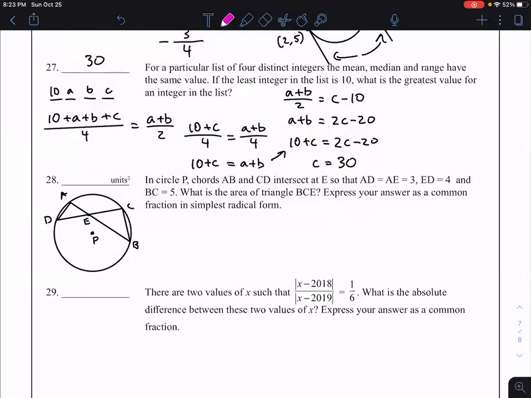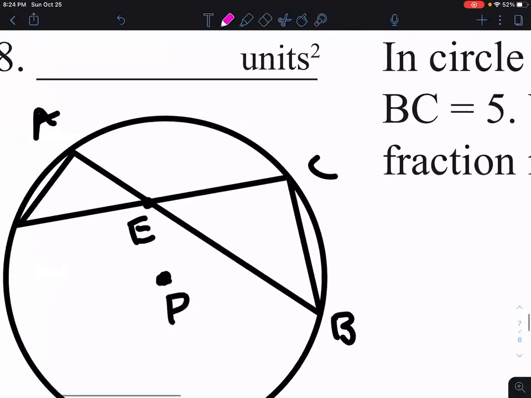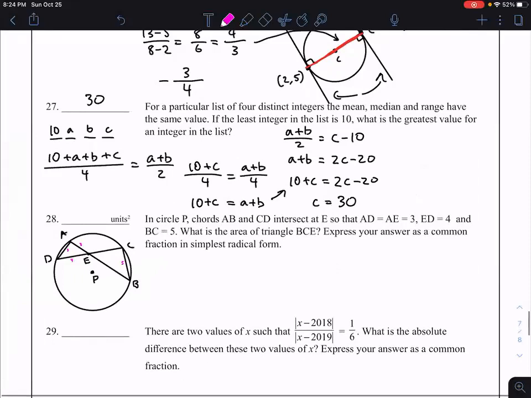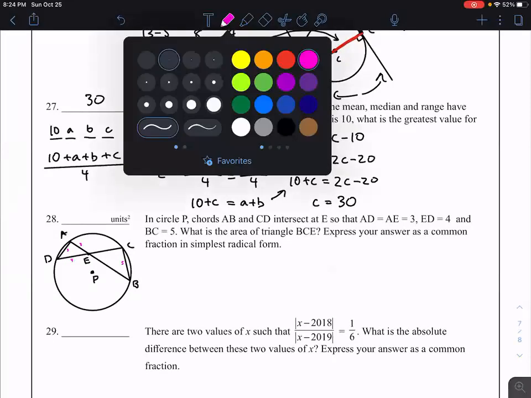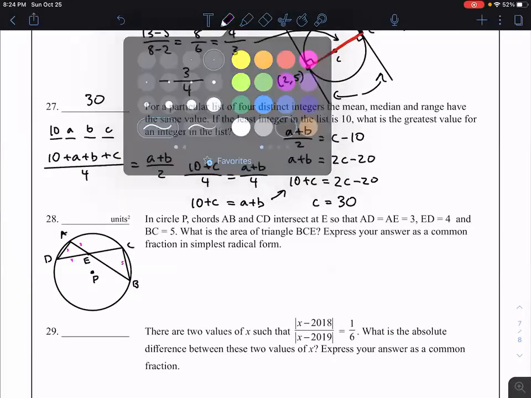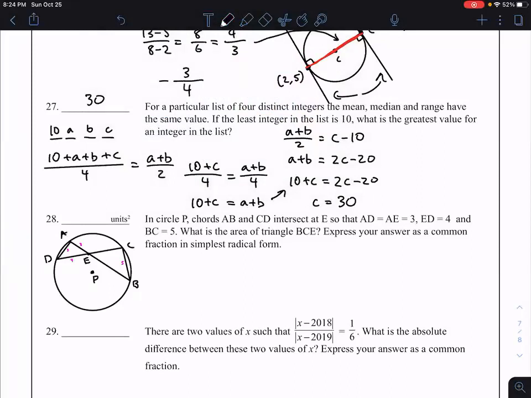Okay. Let me zoom in. 3, 3, 4, 5. Oh, you can barely see that. So we want to find the area of triangle BCE. That's this thing.